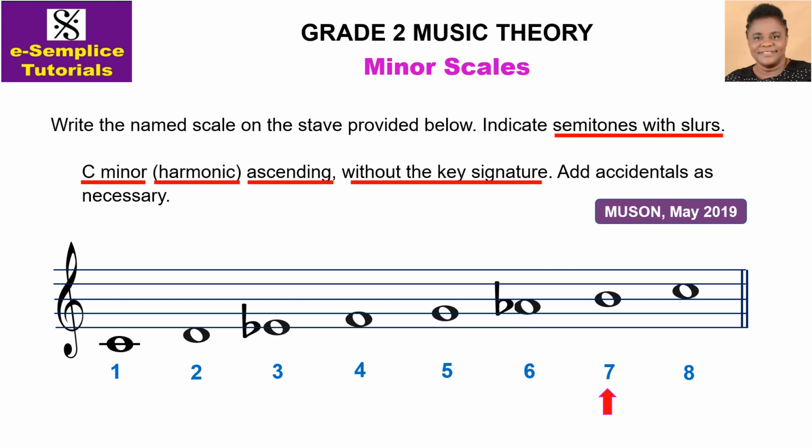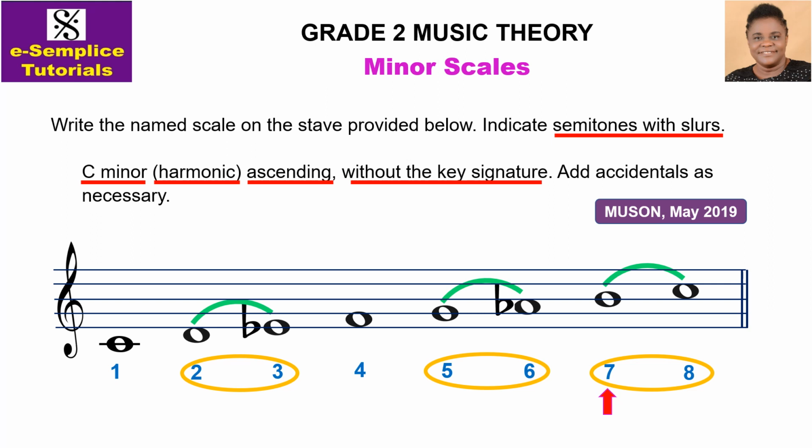Now the next thing is showing the semitones with slurs. This is a harmonic scale, so the slurs will be at 2/3, you add a slur, 5/6, you add a slur, 7/8, you add a slur. And with that, we have fulfilled all the conditions.